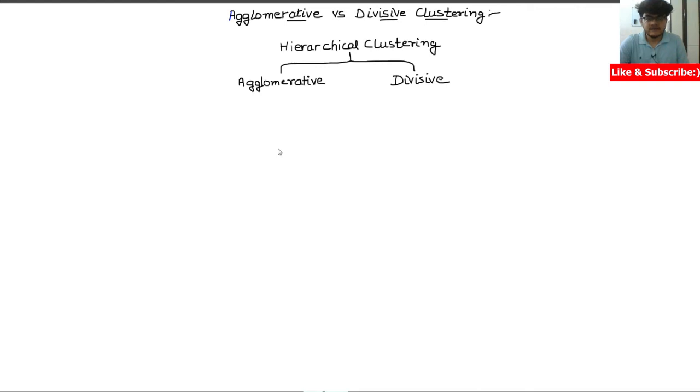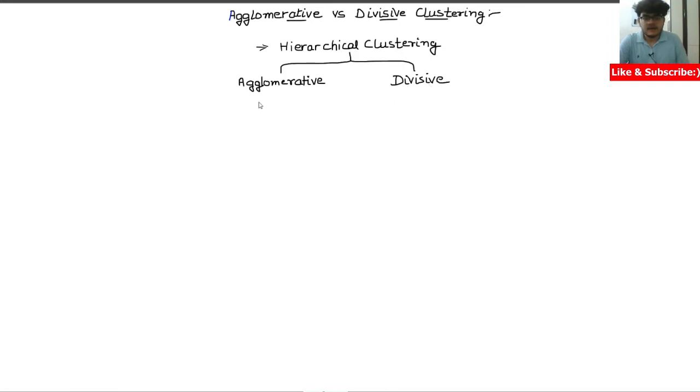Hi, in this tutorial, I'm going to give a summary of the difference between agglomerative versus divisive clustering. So basically, we have studied hierarchical clustering and partitional clustering. Hierarchical clustering is further divided into two different types of clustering. One is the agglomerative and the second one is the divisive algorithm, right?